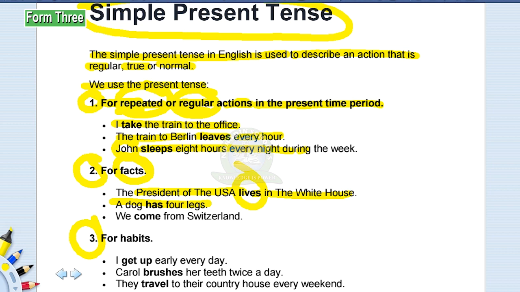We came from Switzerland. We came from Somaliland. So let's take a look at this one. And we also use simple present tense for habits. Let's take these examples quickly. I get up early every day. This is a habit. I get up early every day.